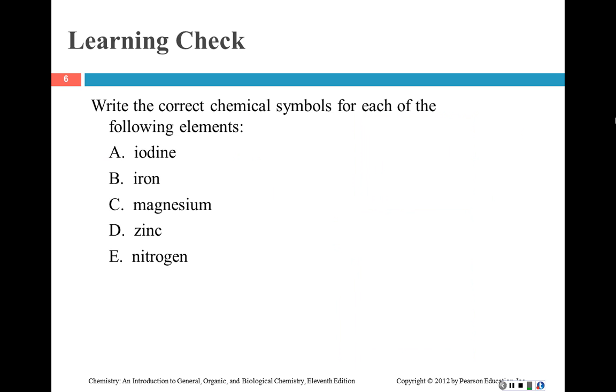So, a learning check for these common chemicals. What is the symbol for each of these? Iodine, iron, magnesium, zinc, and nitrogen. You can look at the inside cover of your book for help with this, or if you think you know them, you can try them. The only one that's really kind of strange is going to be iron. So put it on pause, see if you can do them. If you need to look them up, you can.